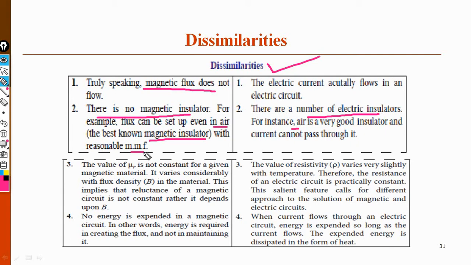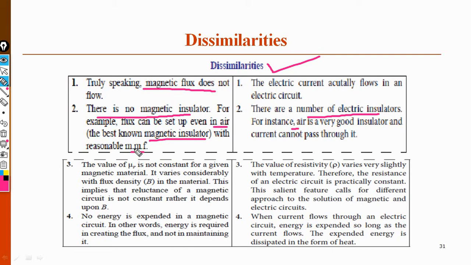Also in the electrical circuit, electric flux density is present, and in the magnetic circuit magnetic flux density is present. These are the important dissimilarities between the magnetic circuit and electrical circuit.